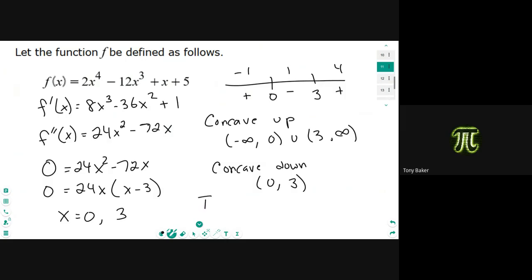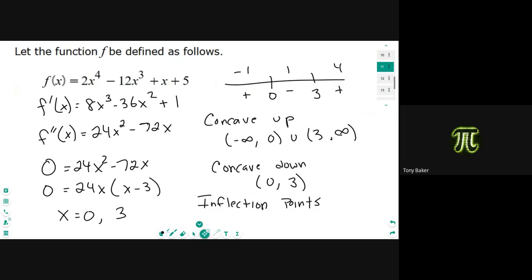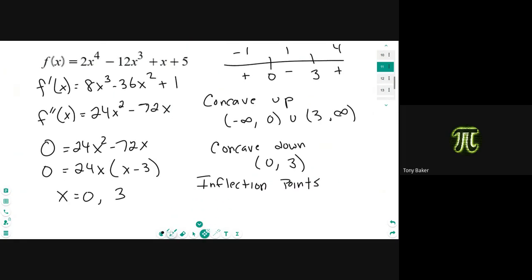If we're looking for our inflection points, this is just like you did to find the mins and maxes. We take the two critical numbers and we plug them back into the original problem. Yeah, I'm not doing that off the top of my head.